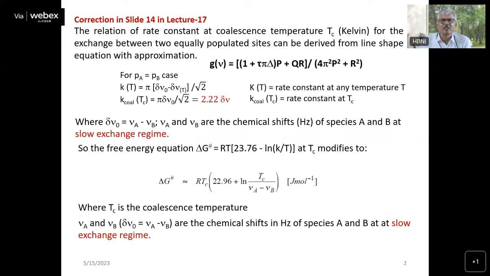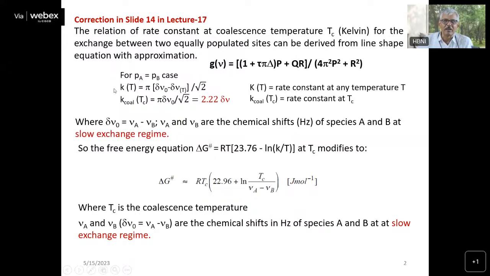Okay, so before I start anything, there is a correction in slide number 14, in lecture 70. Please note this down. The only difference is that I said delta nu was equal to nu A minus nu B, where nu A and nu B are the chemical shifts in hertz of species A and B at coalescence. But at coalescence, delta nu is 0. Actually, it will be the difference of chemical shifts in the slow exchange regime. That is the only difference, otherwise everything will become 0.